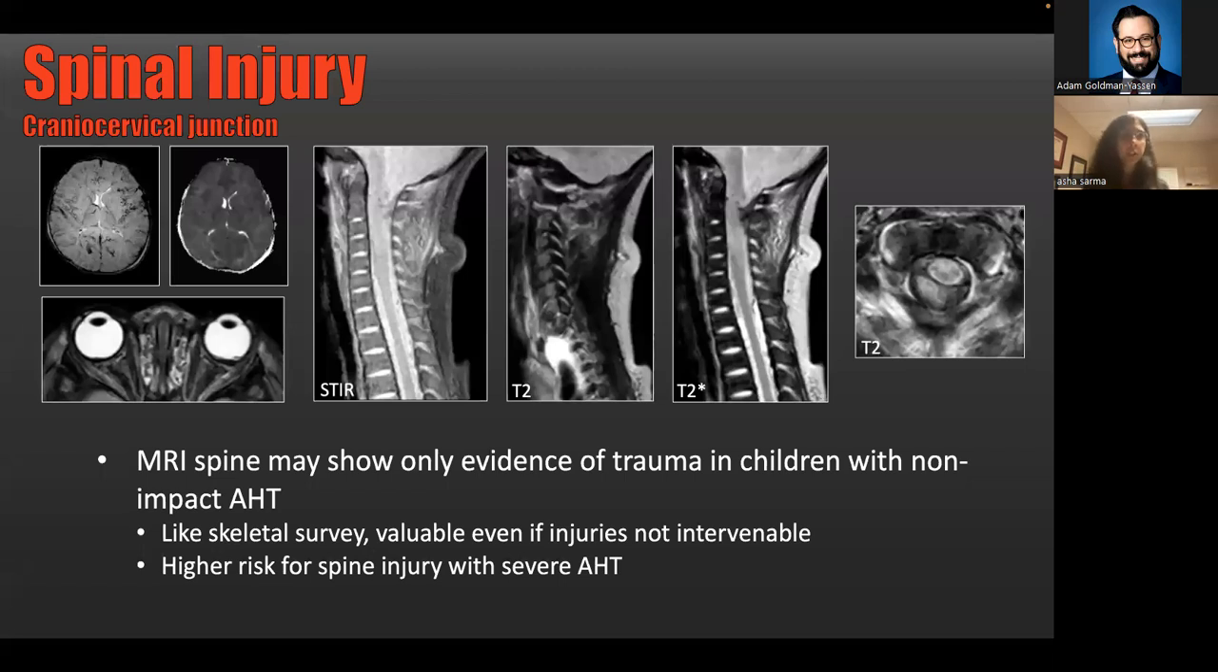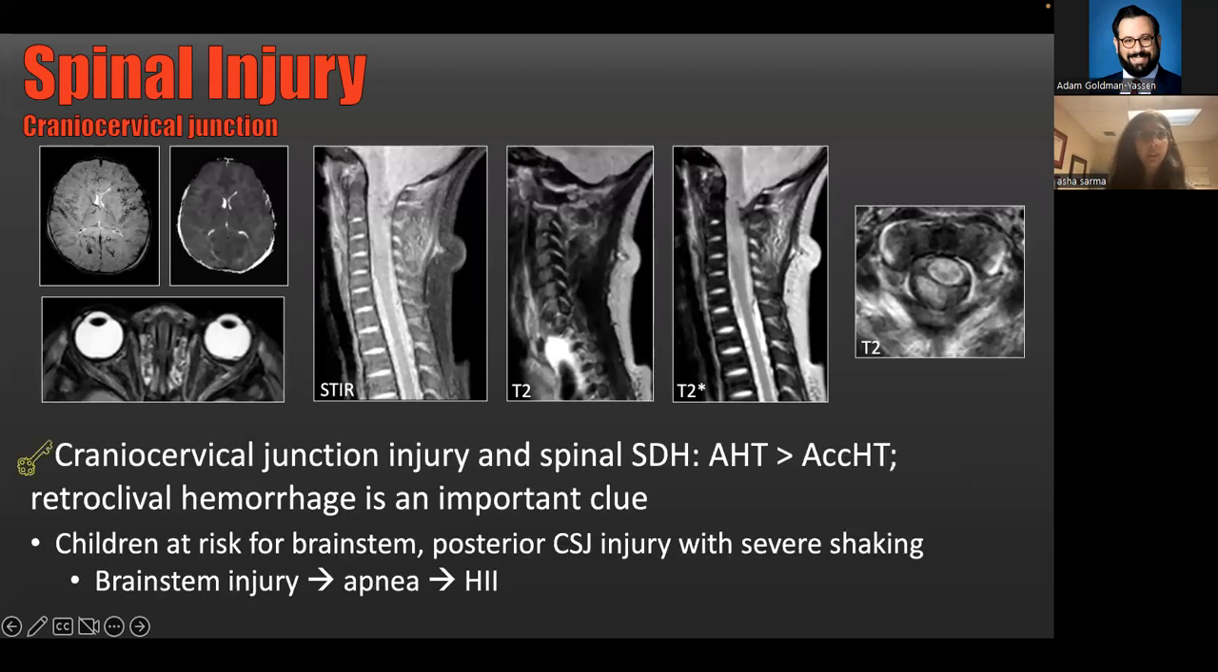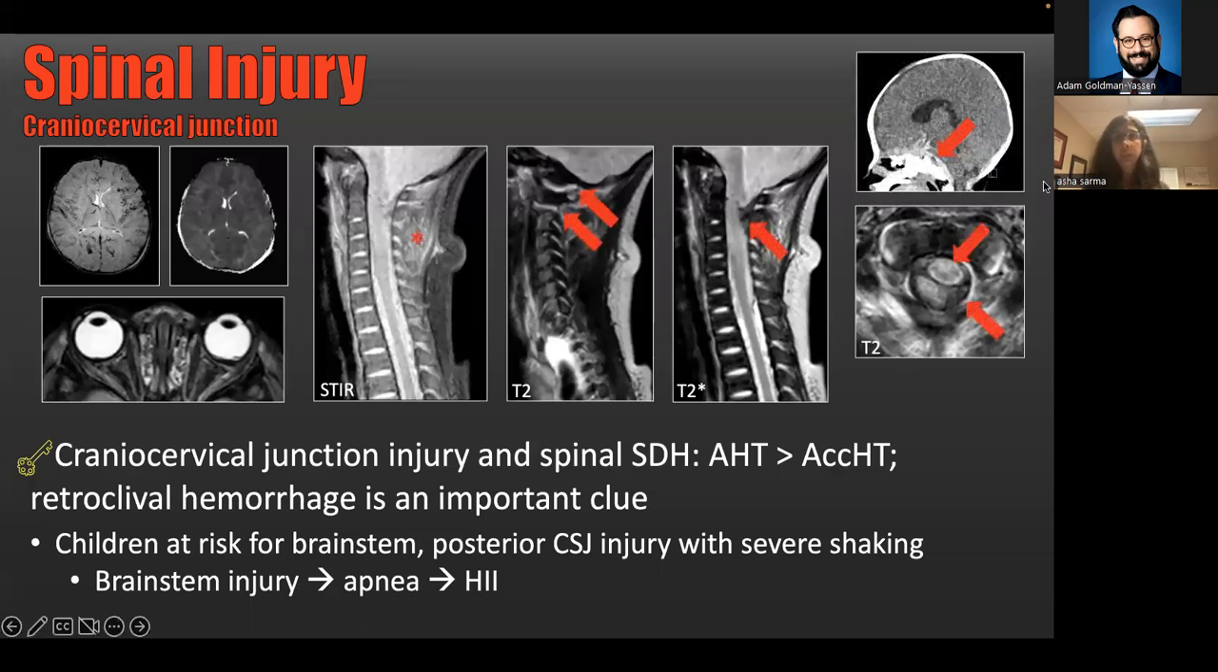So finally, spinal injury. Injury to the craniocervical junction is really important to know about. An MRI of the spine may show the only evidence of trauma in children who don't have impact abusive head trauma. And like a skeletal survey, documenting the full scope of the injuries can be valuable even if the injuries are not intervenable. There is a higher risk for spine injury with severe abusive head trauma. Craniocervical junction injury and spinal subdural favor abusive head trauma over accidental trauma. And retroclival hemorrhage is an important clue. So here's an example of a retroclival hemorrhage, which you can look for on the head CT.